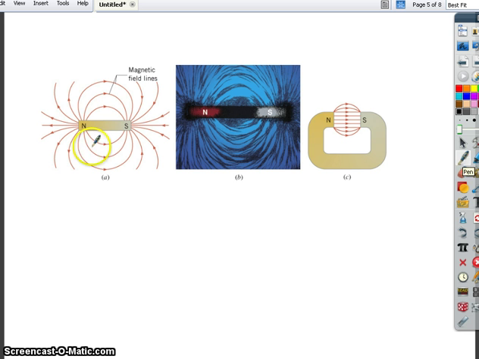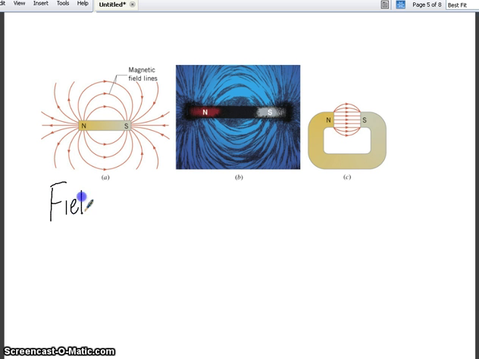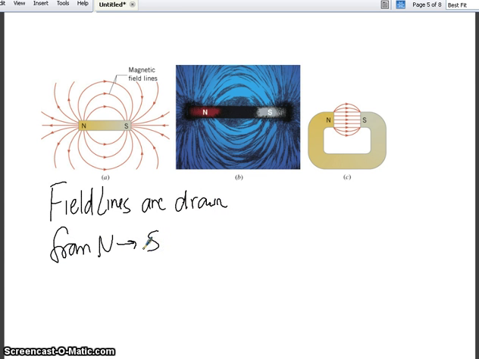Okay, so magnetic field lines are always drawn from north to south. They are always drawn from north to south. Every magnet, north to south. It doesn't matter if it's a horseshoe magnet like this or a bar magnet like this. All magnetic field lines are drawn north to south.